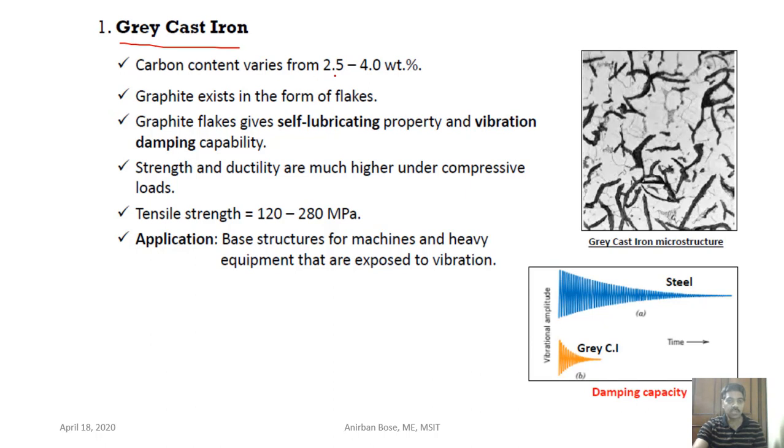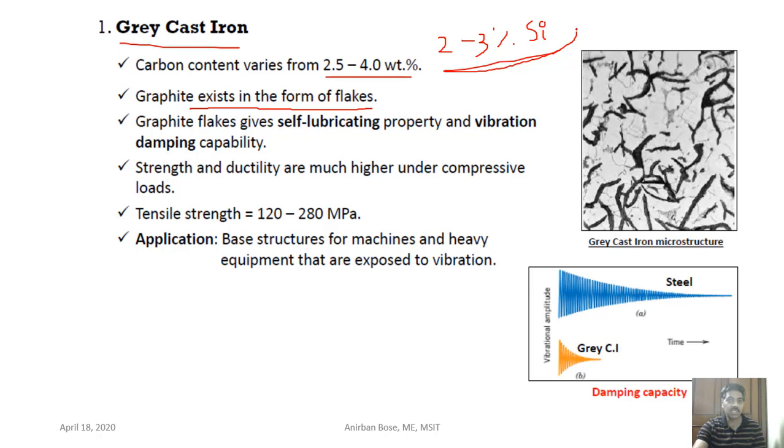Since 2 to 3% silicon is present and the cooling process is very slow, the Fe3C transforms into graphite flakes. So silicon actually helps in converting cementite into graphite flakes. In the structure, you can see the graphite present in the shape of flakes. Graphite flakes have self-lubricating property and vibration damping capability.